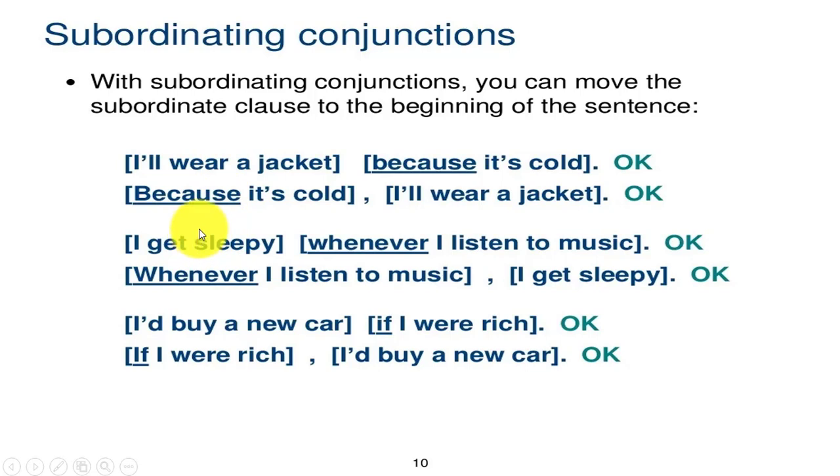The next example: I get sleepy whenever I listen to music. Whenever is a conjunction. We put whenever at the beginning: whenever I listen to music, I get sleepy. It's true. In the other example, I would buy a new car if I were rich. If is a conjunction, we put if at the beginning of the sentence: if I were rich, I would buy a new car. Do you see in this example, with the conjunction at the beginning of the sentence, we put the comma in the middle of the sentence?